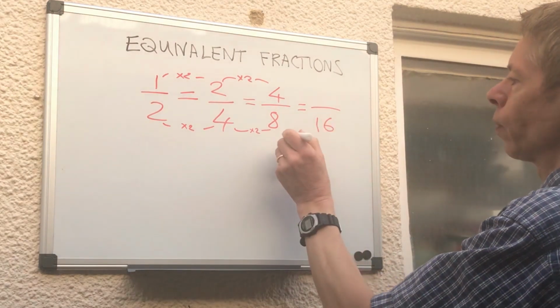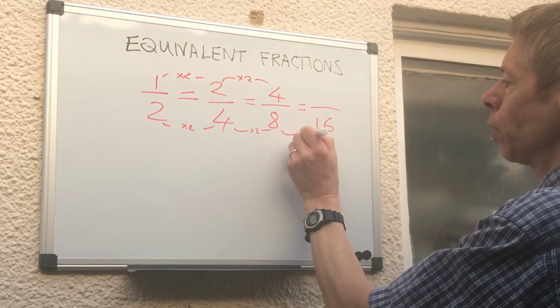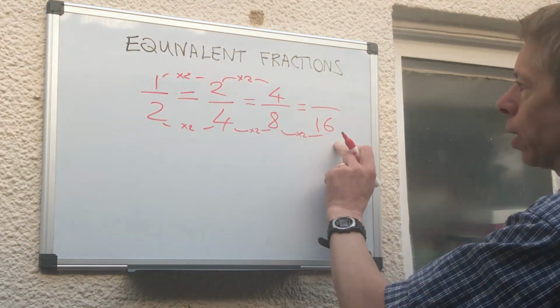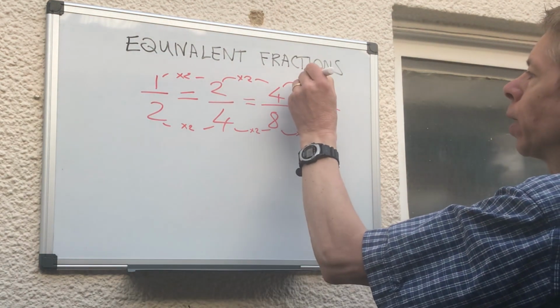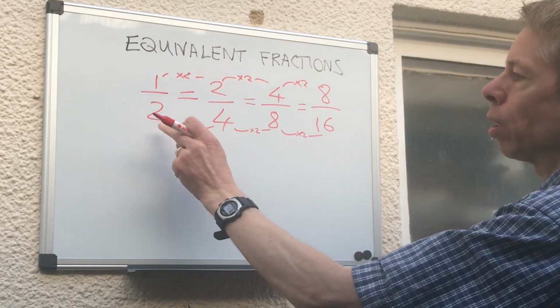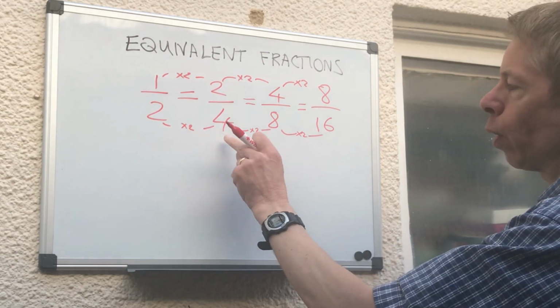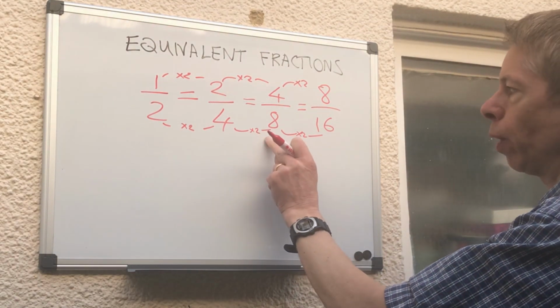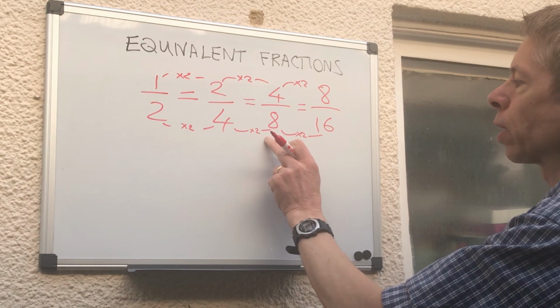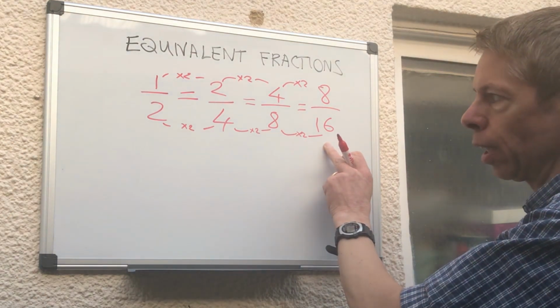In the same way, if we times 8 by 2, we get 16. So times 4 by 2, we get 8. So 1/2 is equivalent to 2/4, which is equivalent to 4/8, which is equivalent to 8/16.